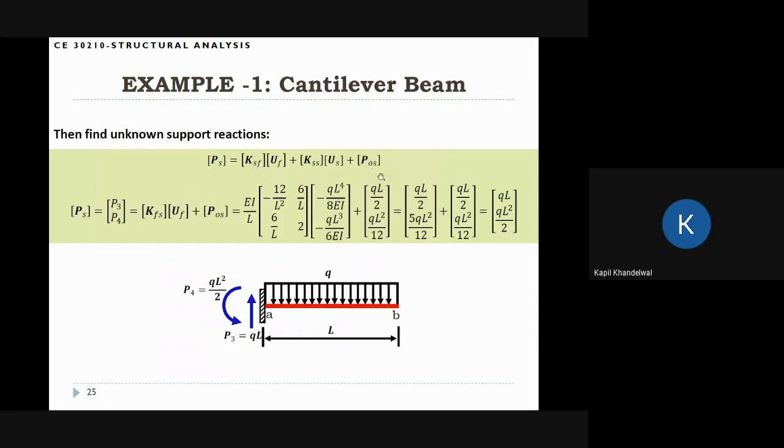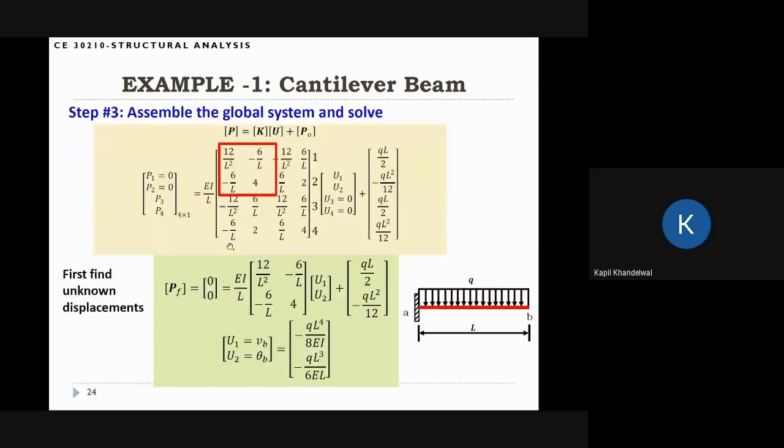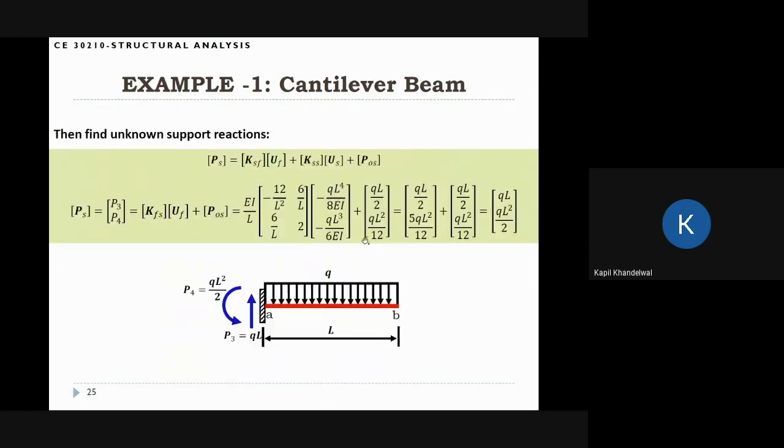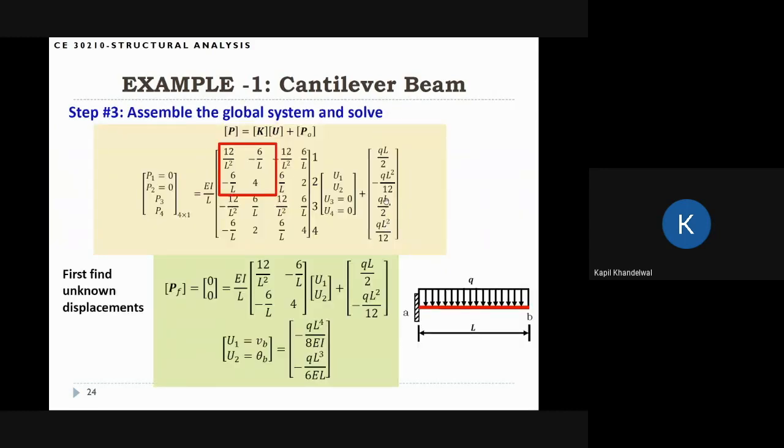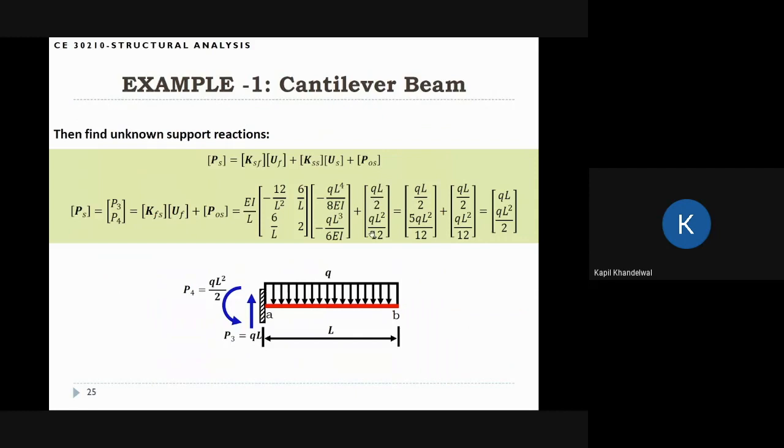So we do this calculation for P3 and P4. This is KSF UF plus POS. This is the stiffness matrix, this KSF portion here, times UF plus POS. POS is these last two entries here. So we add these two things together and we get the answer. So this is P3 and P4. I just put P3 and P4 here, so you can see that P3 is QL and P4 is QL squared by 2.